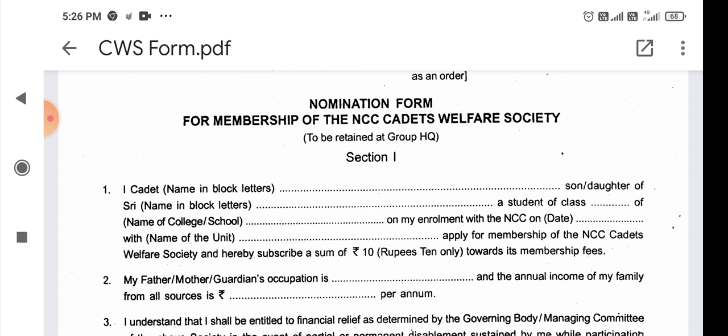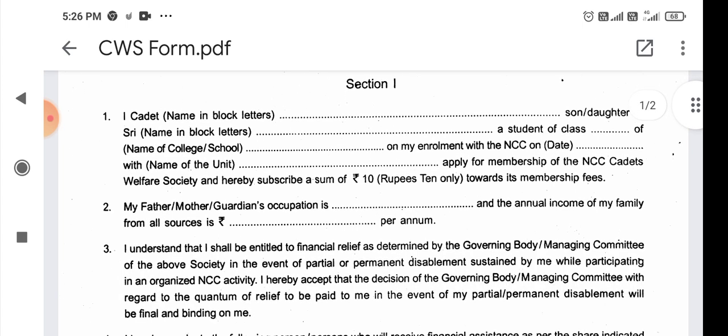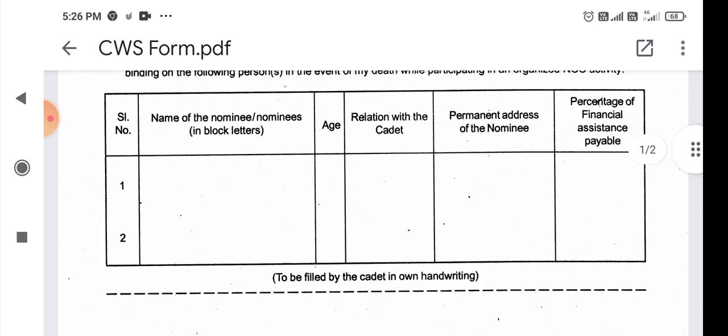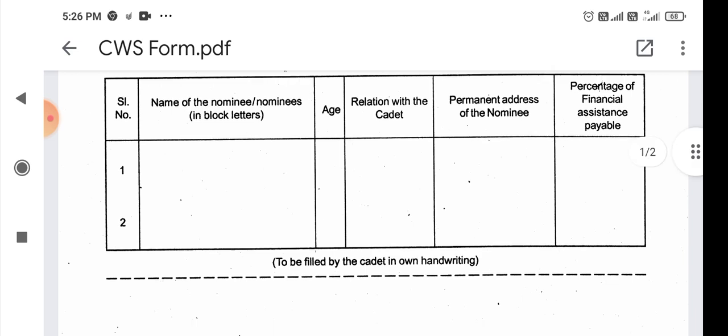In this, your name in block letters is required. Your parents' name should be in block letters. Your class, your school, your NCC enrollment date, and your battalion. Name of unit means your battalion, and your father's occupation, your father's annual income is required, and the allocation of the financial assistance is required in this column.